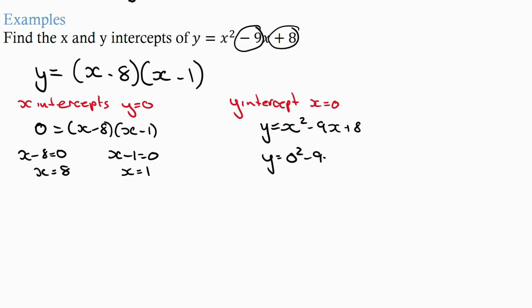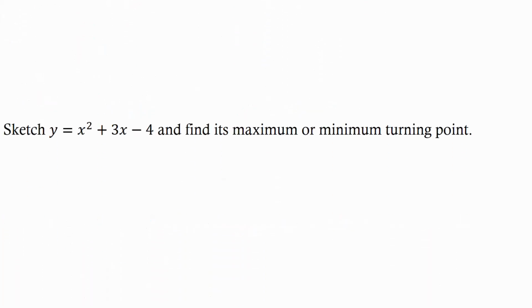0 squared minus 9 times 0 plus 8. So y equals 8. So the trick, if you didn't notice it there, is it's just your end constant. So this plus 8 here, that's your y-intercept. Right? It's the constant at the end, and that's for all of them. So really, you don't have to do the substitution part there. But there you go. We got our 2 x-intercepts and our y-intercept.